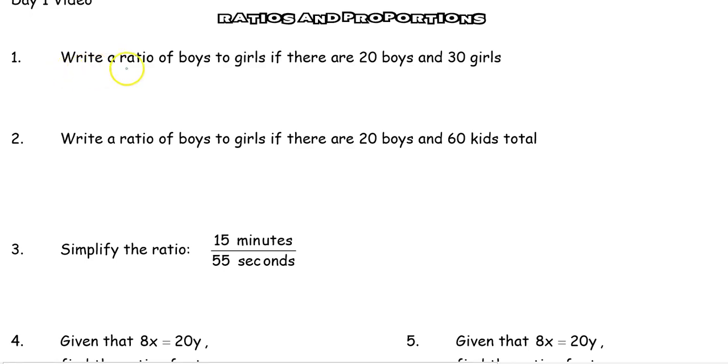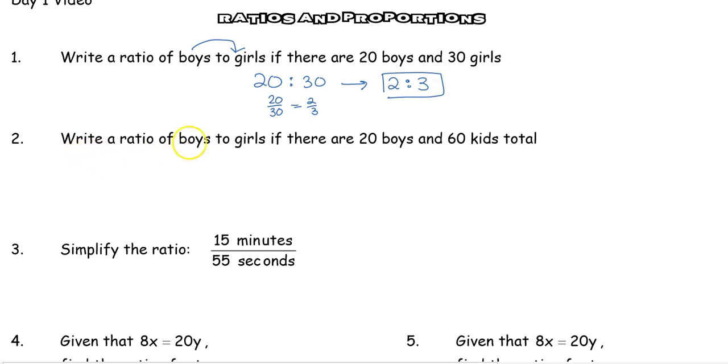So if I want a ratio of boys to girls, and there are 20 boys and 30 girls, since it's boys to girls, boys need to come first, girls need to come second. So I have 20 boys to every 30 girls. But we have to keep going with that. We need to reduce that down as if it were a fraction. So if I were going to write it as a fraction, 20 over 30 reduces down to 2 over 3. So that's how I'm going to write it. It's a ratio of 2 to 3. So when it breaks down, there's 2 boys for every 3 girls.